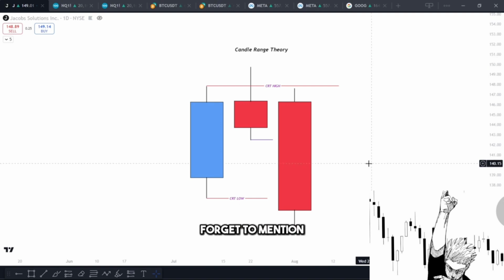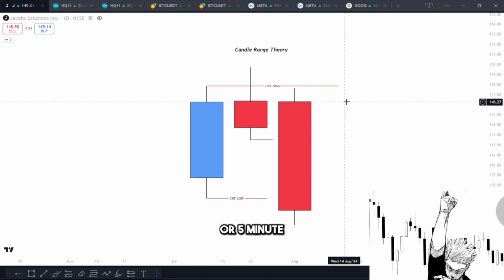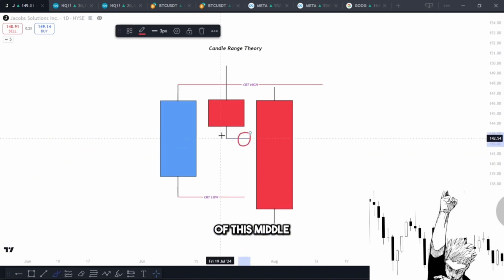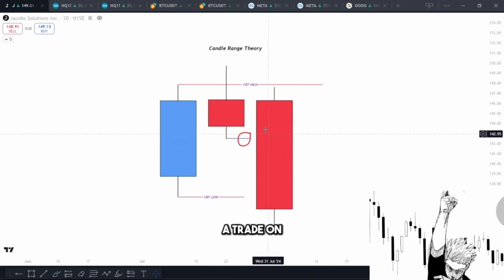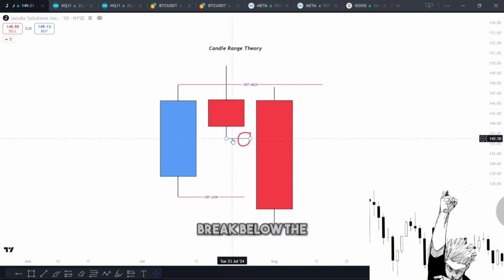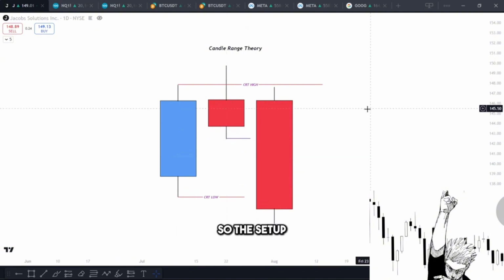Now I did forget to mention one thing, and that's the time frame for looking at this setup. So you want to find this setup on the daily or 4-hour time frame, and then for actually entering the trade, we're going to drop down to a lower time frame like the 1 or 5 minutes. So when price breaks the low of this middle candle, that's when we start looking for a trade on the lower time frame. If price does not break below the low of this middle candle, then there is no trade opportunity there.